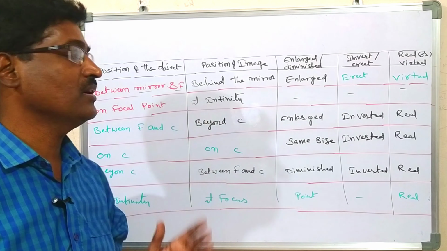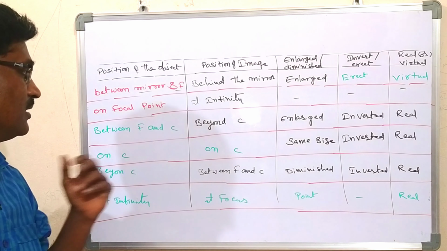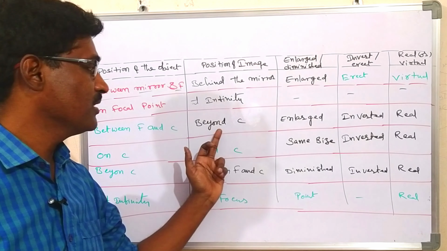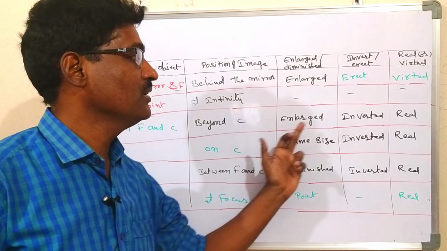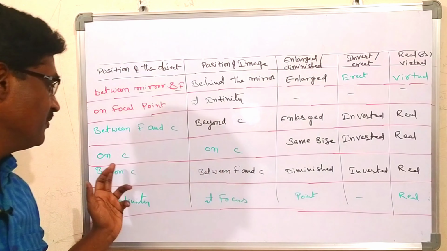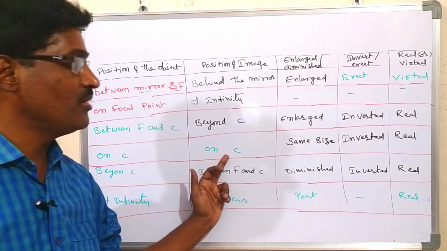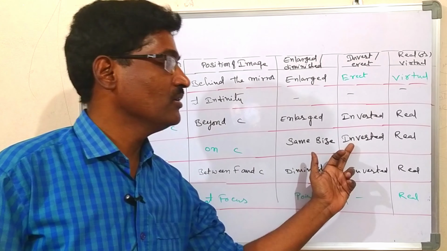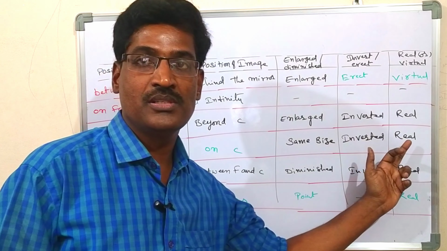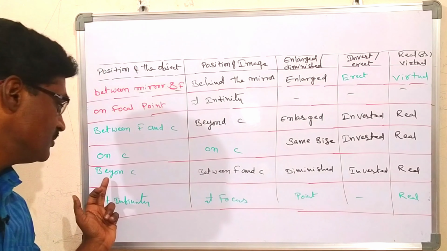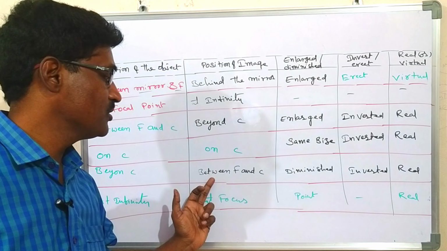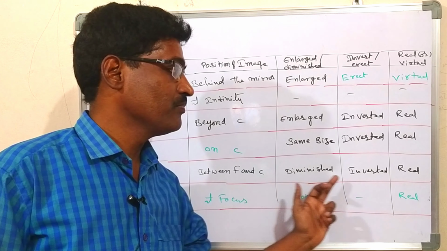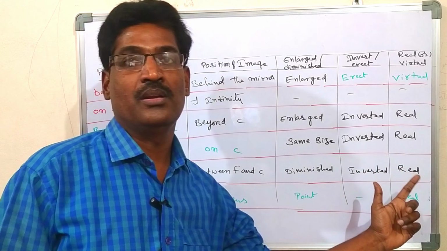If the object is placed at the focal point, no image is formed, so you represent it as at infinity. Next one, between F and C: the image is formed behind C, enlarged, inverted and real. If the object is placed at C, the image is also formed at C, same in size, inverted and real. If you keep the object behind C, the image is formed between F and C: diminished, inverted and real.